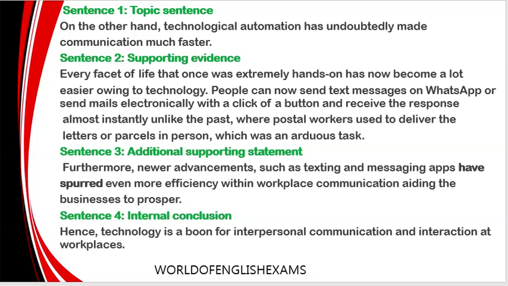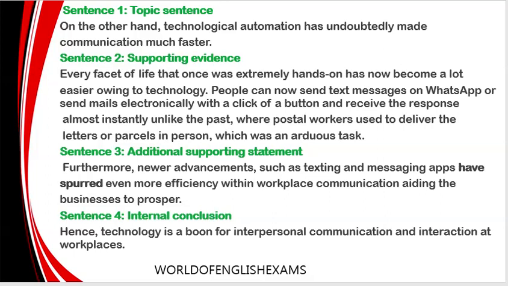Now how do I support that? Every facet of life that once was extremely hands-on has now become a lot easier owing to technology. People can now send text messages on WhatsApp or send mails electronically with a click of a button and receive the response almost instantly, unlike the past where postal workers used to deliver letters or parcels in person, which was an arduous task. That means it was a hectic task. Okay, so now I have supported that communication has become a lot easier.